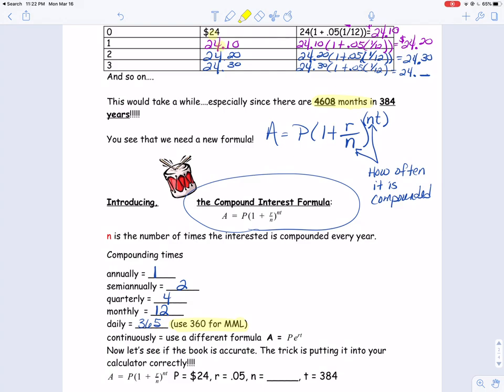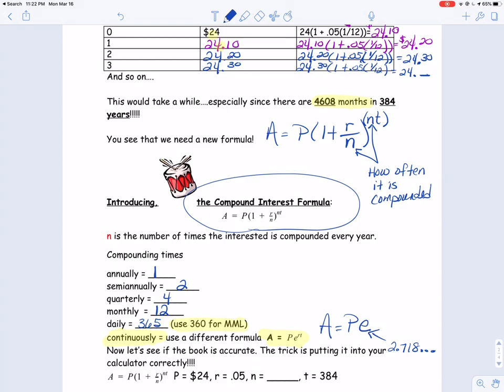Now, the only thing different you're going to see with the word compounding is continuously. And if you see compounding continuously, you use a different formula. You use what I call PERT. But it's your future value equals starting value, E. This is the E on your calculator. E is like pi. You know how pi is 3.14? E is 2.718, and it goes on forever. It is a key on your calculator.